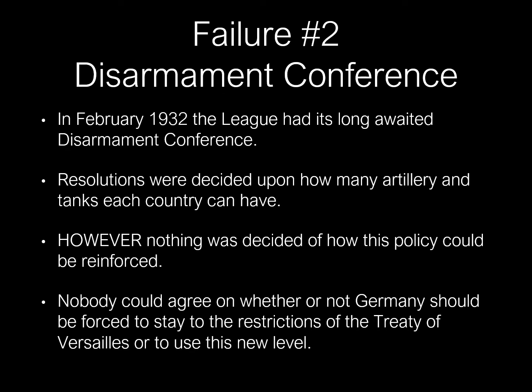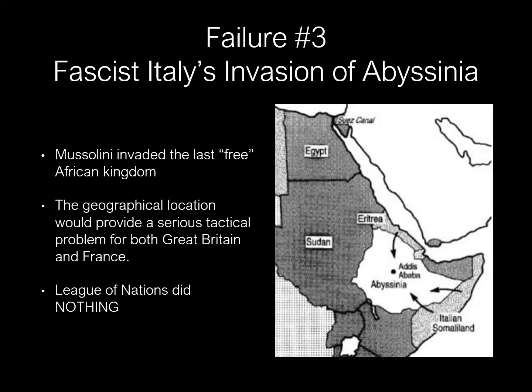It should be noted that the disarmament conference was when the alliance between Nazi Germany and Fascist Italy was unveiled. And so this alliance essentially hijacked what was supposed to be the original intentions of the League and also the conference. Then came the third failure when Fascist Italy invaded Abyssinia.